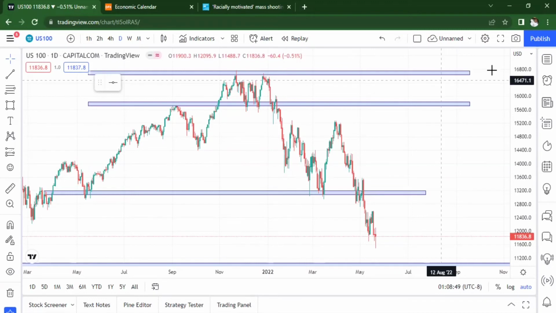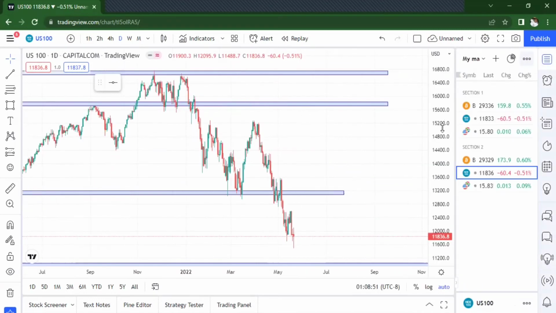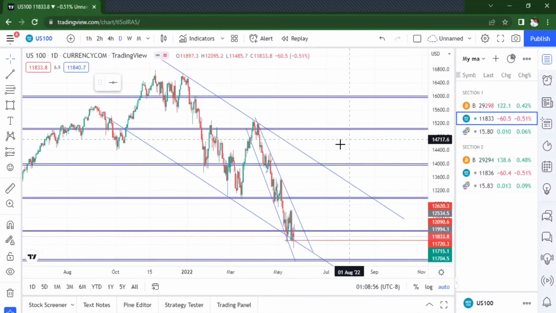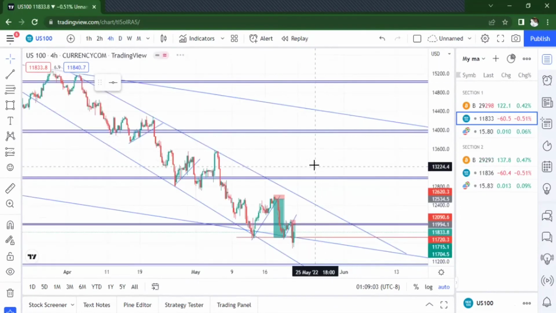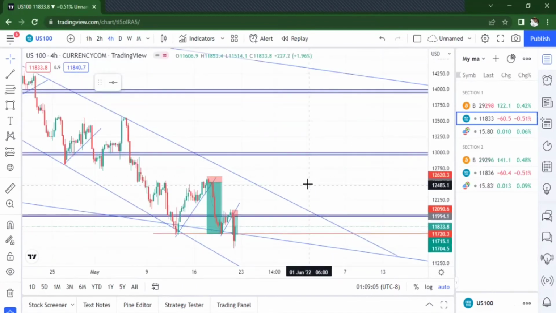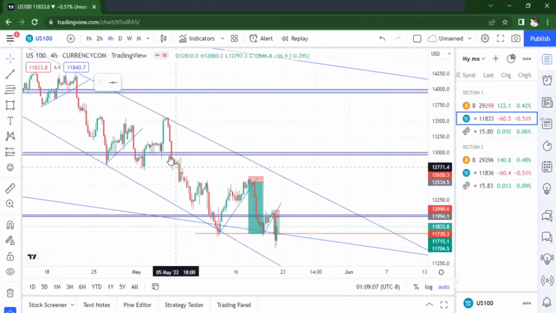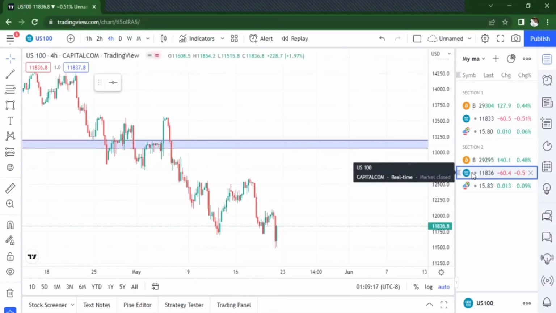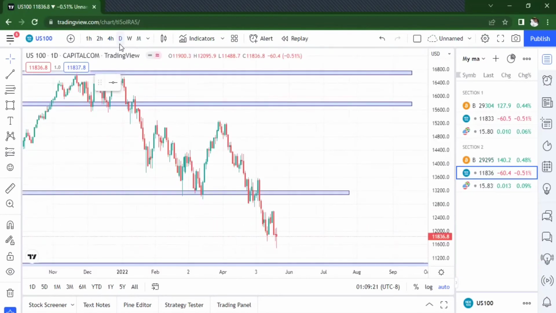Let me just give you a glimpse of what you're going to be seeing, especially on my Nasdaq trade, guys. On my Nasdaq trade, look at all these, there are so many. Just calm down. I have a lot in store for you guys.